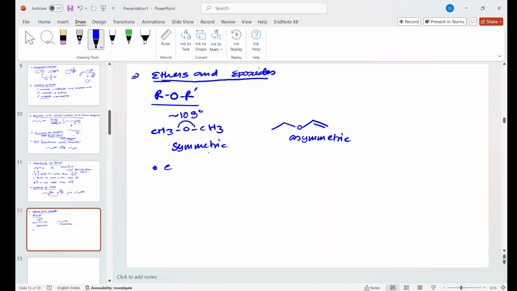And these ethers are established organic solvents for any reaction.